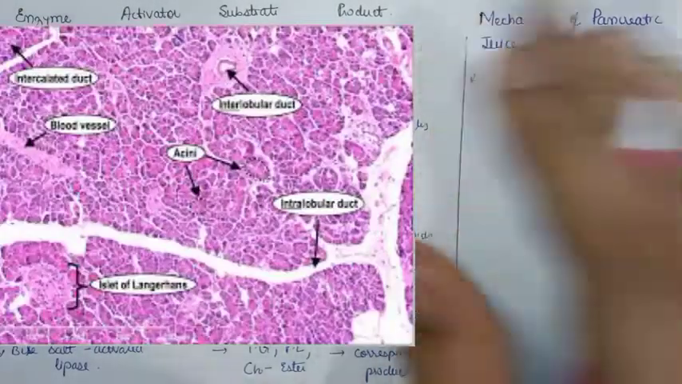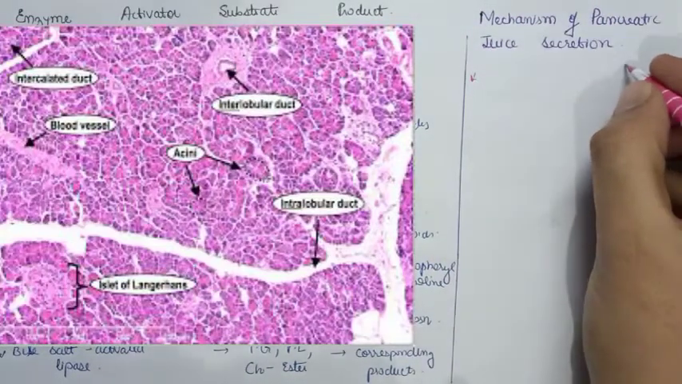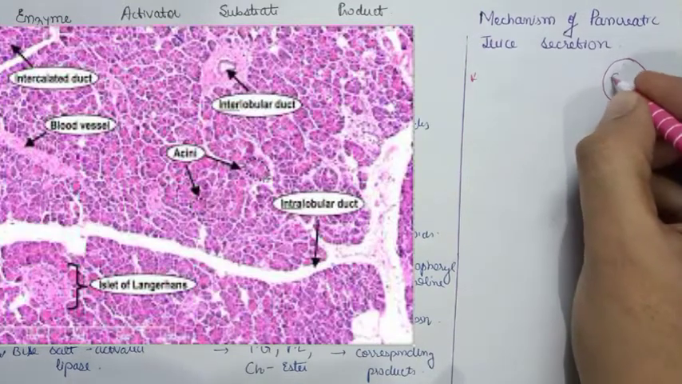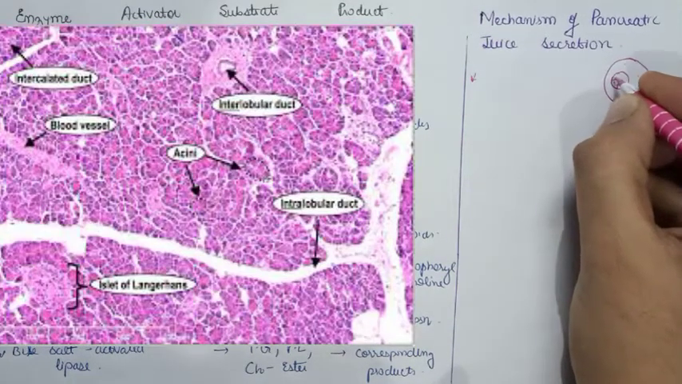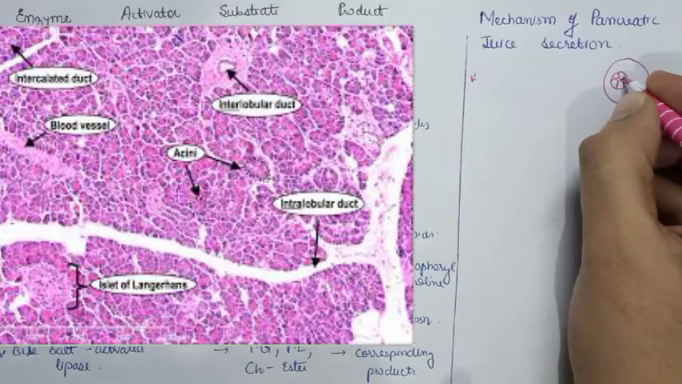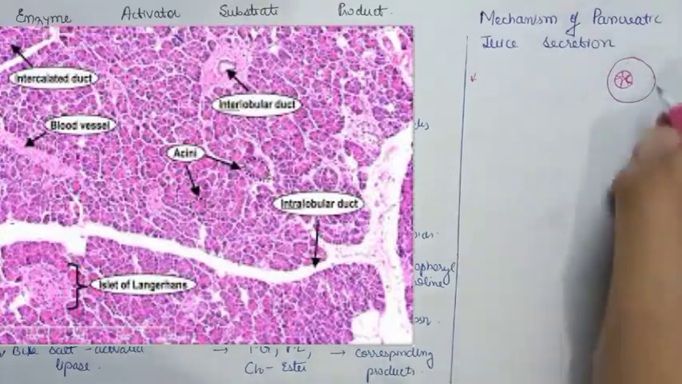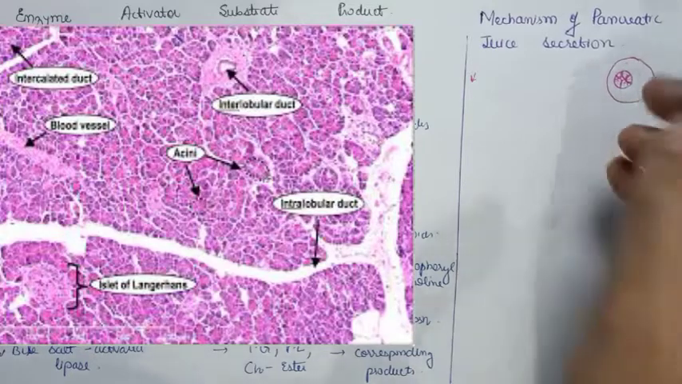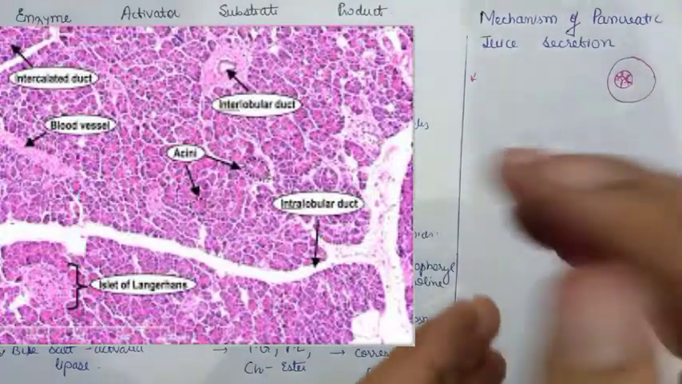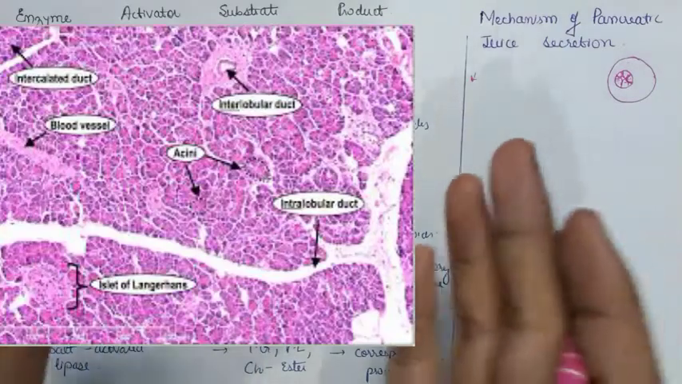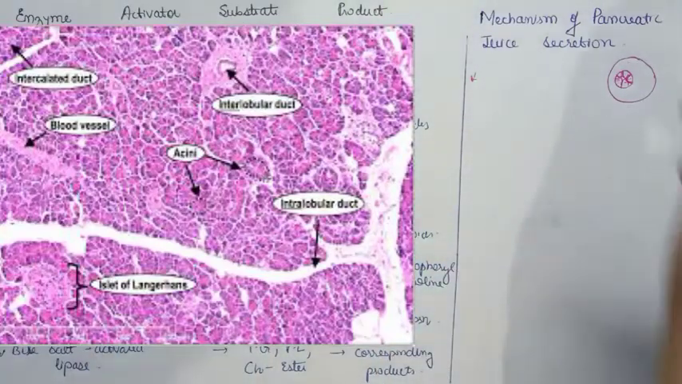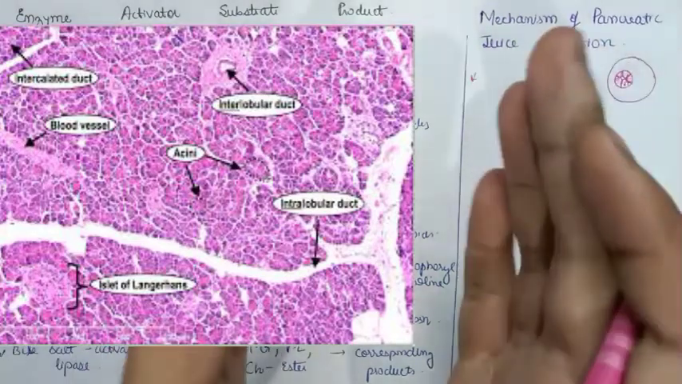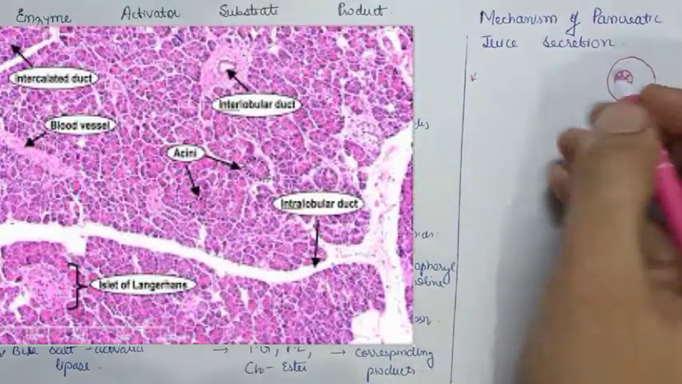Let's talk about the mechanism of the pancreatic juice secretion. If you look into the histology of the pancreas, it consists of a cell called the acinar cell, a pyramidal shaped cell. They contain zymogen granules. These zymogen granules are nothing but the main enzymes that are going to be secreted in the pancreatic juice. Now we have to see how these zymogen granules are finally formed in the acinar cells.